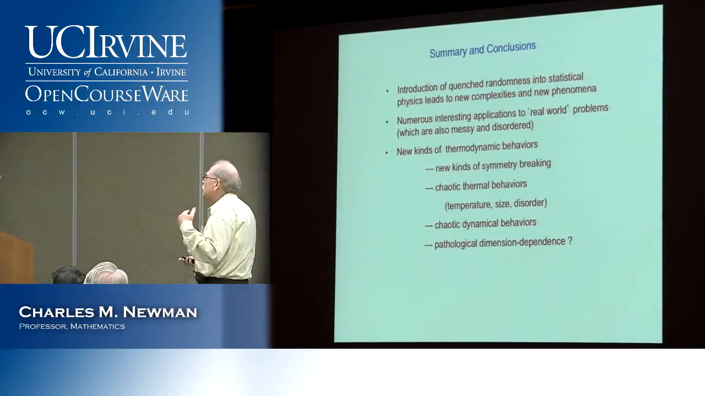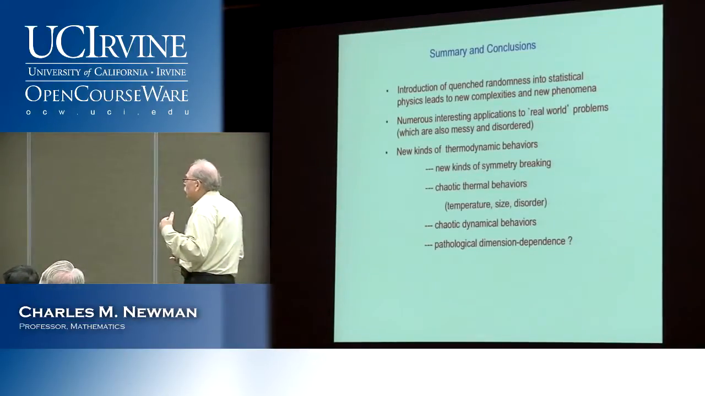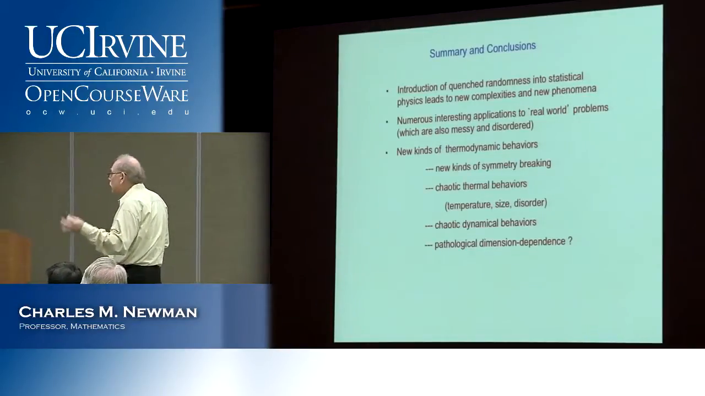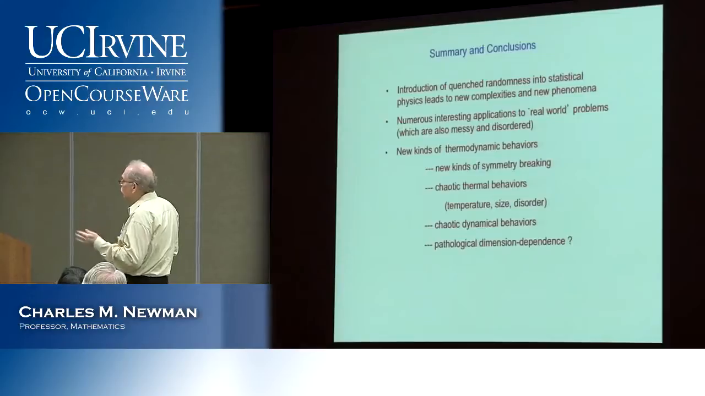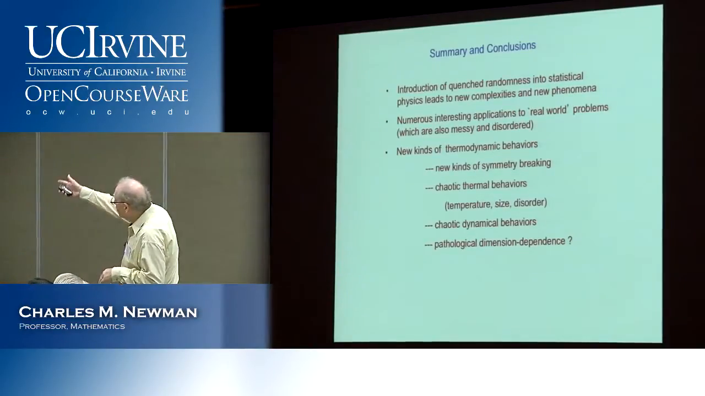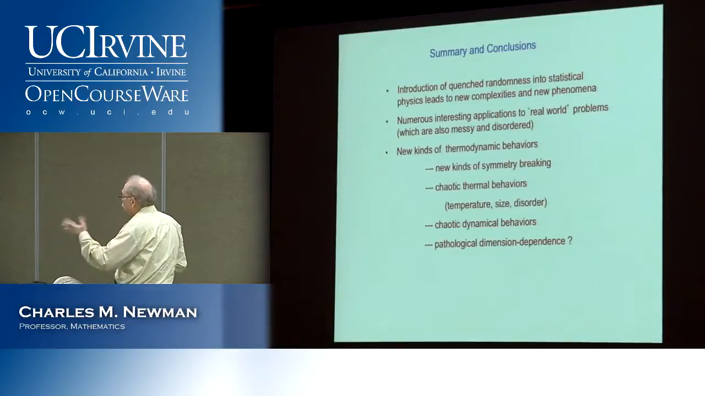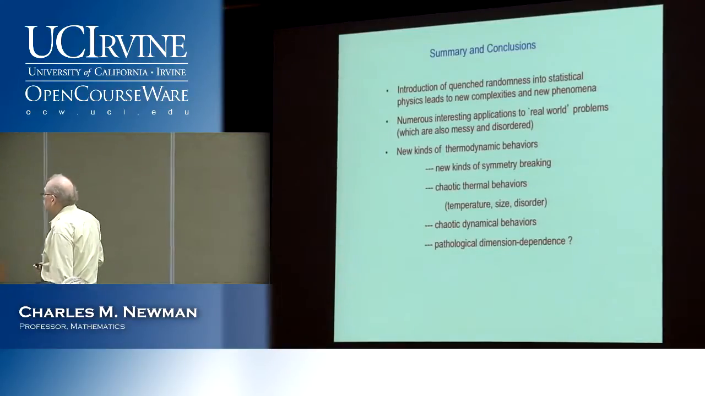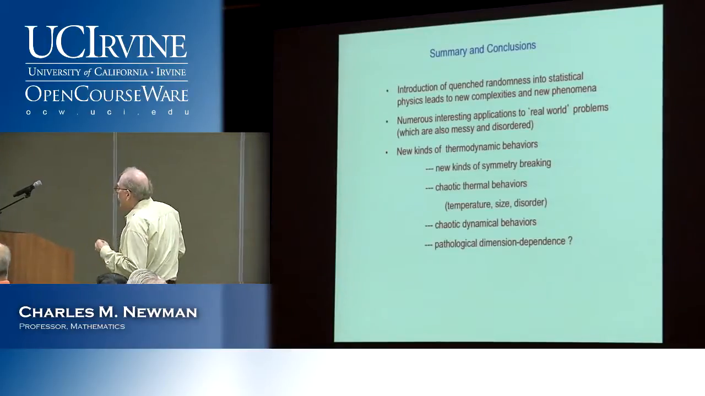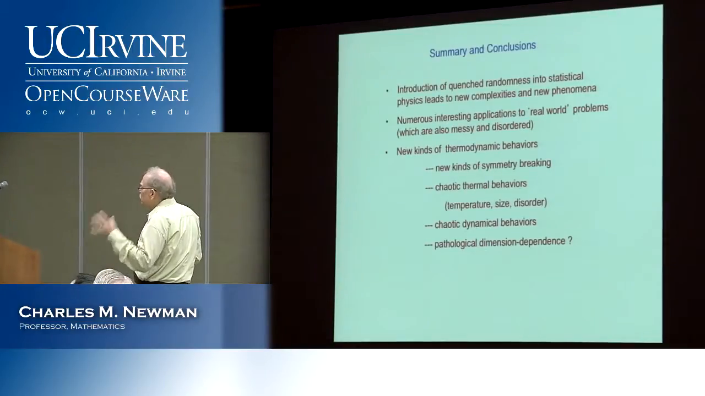That relates these kinds of problems to things like dynamical systems in mathematics, which also have chaotic behaviors of a different kind, related to the chaotic dynamical behaviors that seem to occur in spin glasses. There are questions that arise about the way that the phenomena depend upon the spatial dimension.